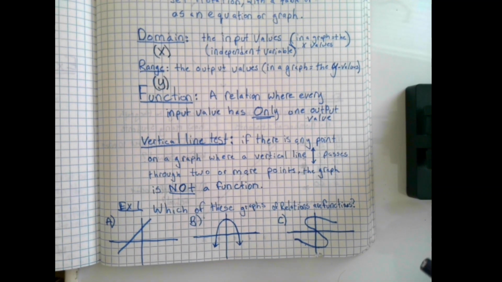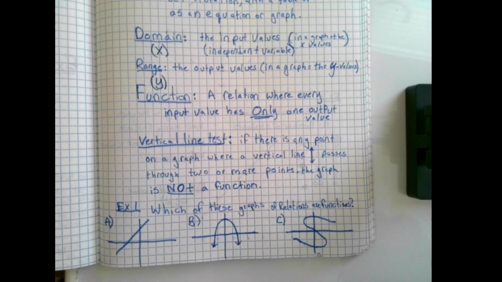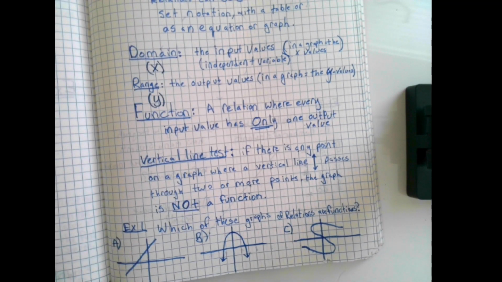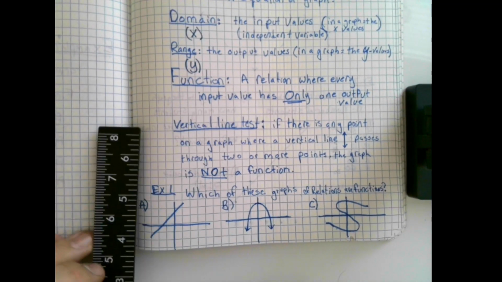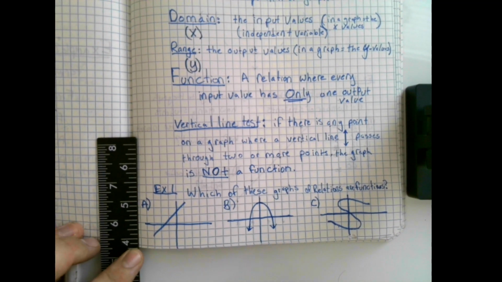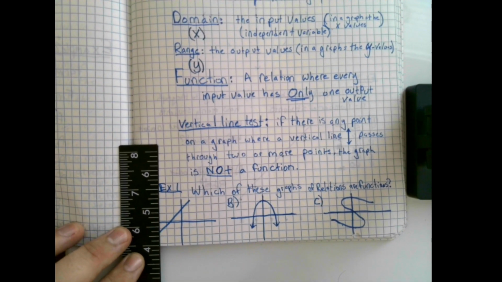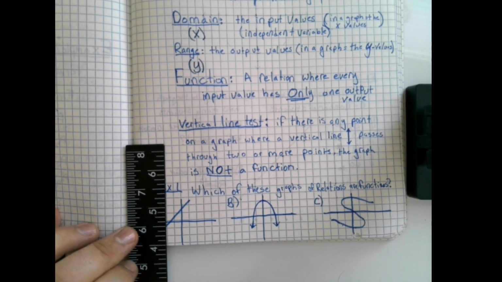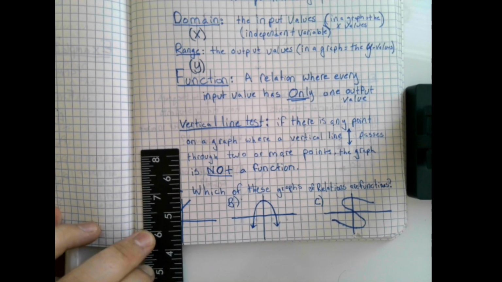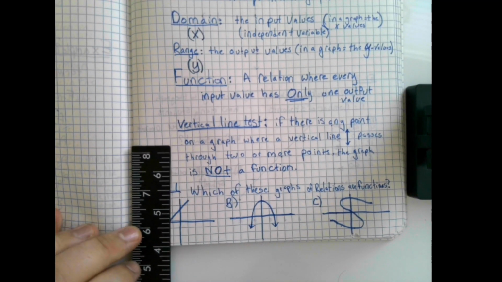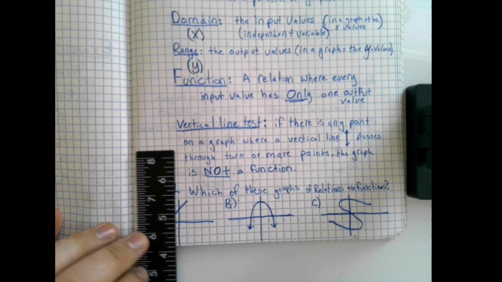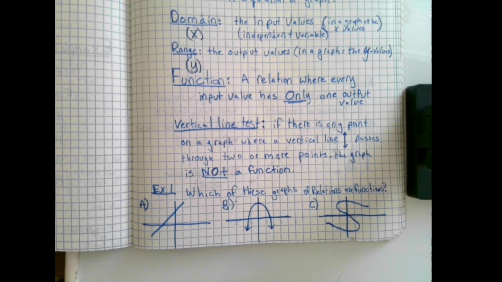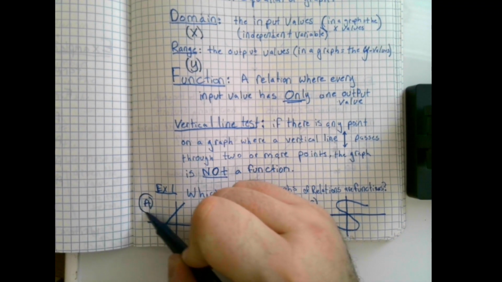I'm going to show you how to do this in example 1. Now, example 1 says which of these graphs are relations that are functions. So I'm going to take a straight edge, and we're going to put it across letter A. Now, as I'm moving across here, there's only one point on the line where it's touching. Here, there's only one point, there's only one point, and there's only one point. At no point on this line does a vertical line cross more than one point. Since a vertical line only ever crosses one point, A is a function.